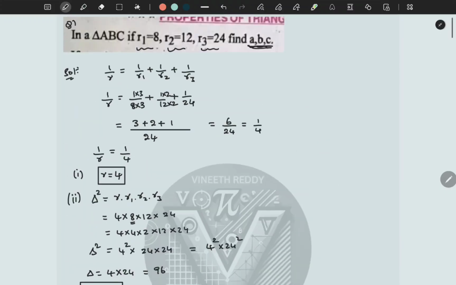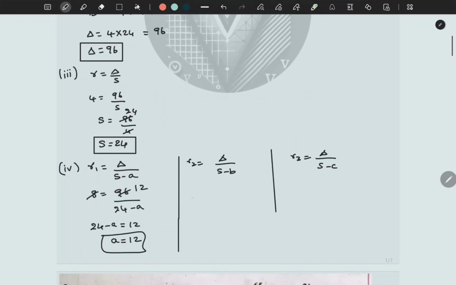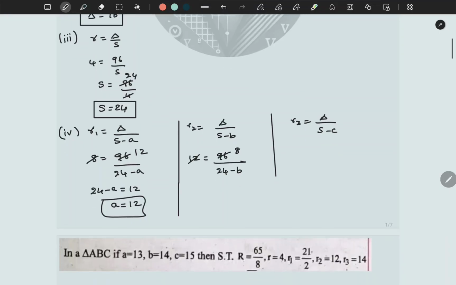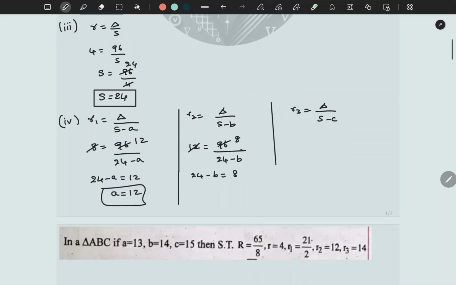And what is R2? So R2 is 12. So we'll be writing 12 is equal to 96 divided by 24 minus b, because S is 24. So 12 times 8 is 96, dear students. So 24 minus b is equal to 8 if I cross multiply. So b should be equal to 24 minus 8, which is 16. I hope you are with me.